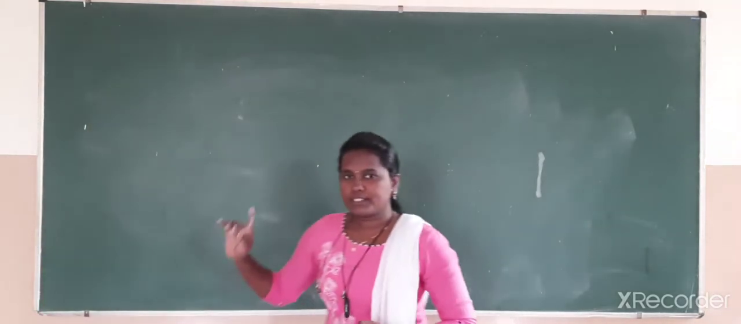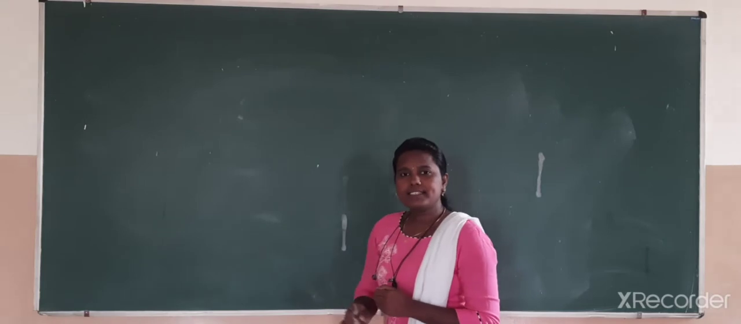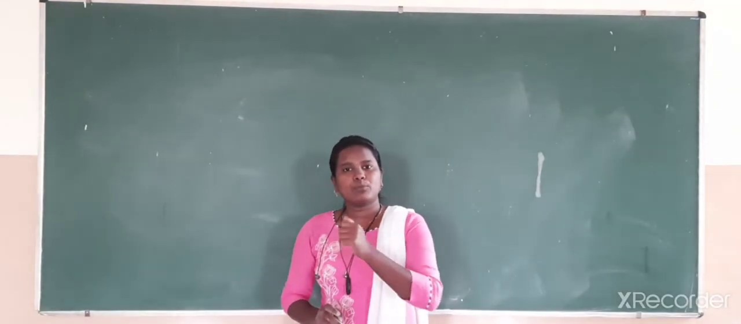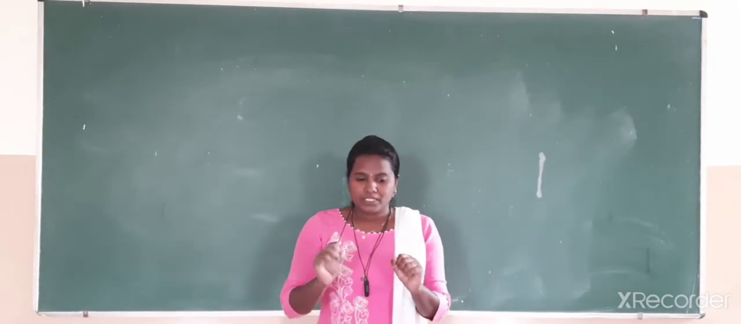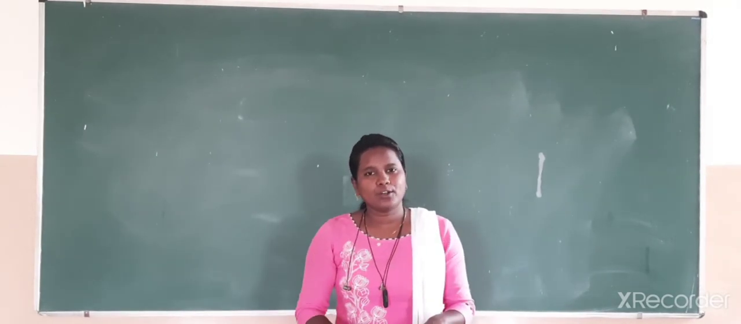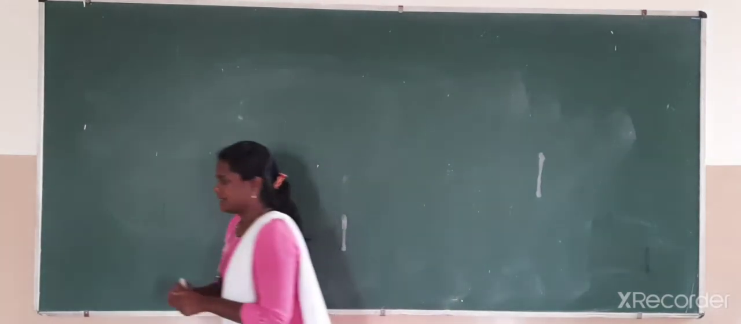So after these vertically opposite angles, exercise 5.1 is there that you have to solve on your own. If you have any doubt, you can call me and ask me. Okay?